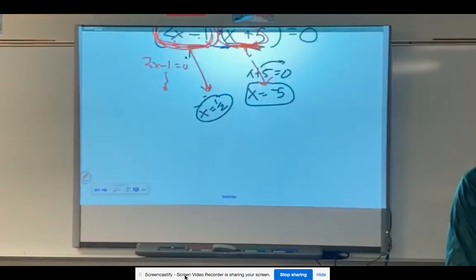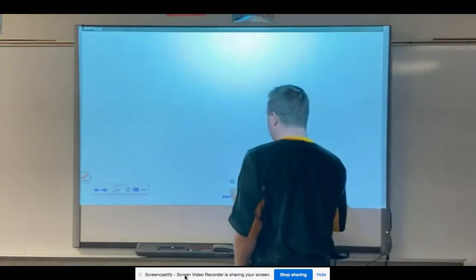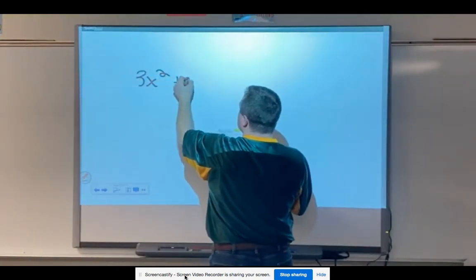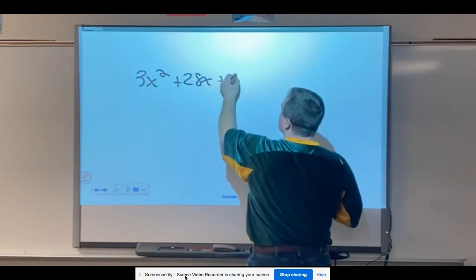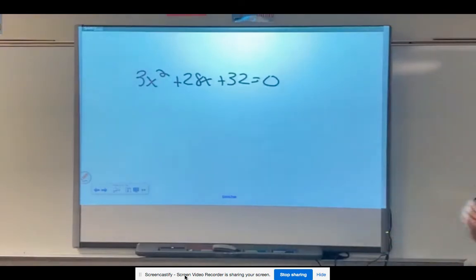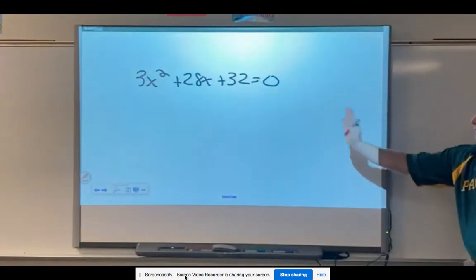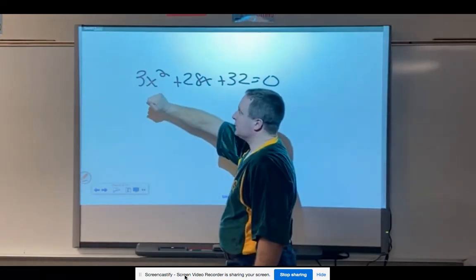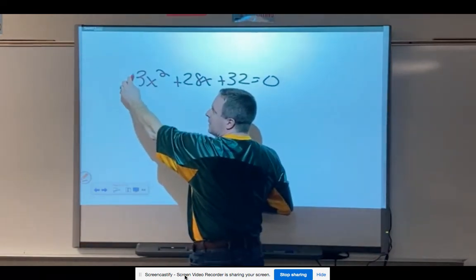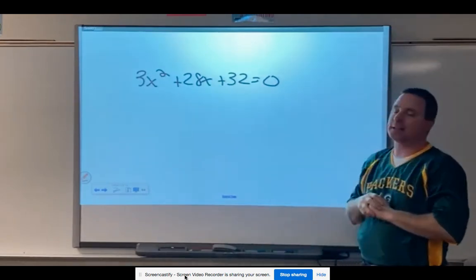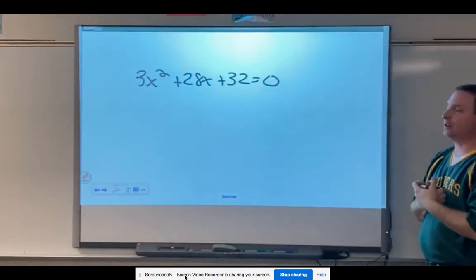Okay, here we go. How about this? What if I had 3x squared plus 28x plus 32 equals 0? Now, all of these so far I've kind of had arranged properly, and again, everything's over to the left. The first term is positive. Just out of curiosity's sake, if it was negative, I'd have to divide out a negative 1. Or I could move everything to the right. We'll get to that here in a little bit. But right now, it's all good to go.